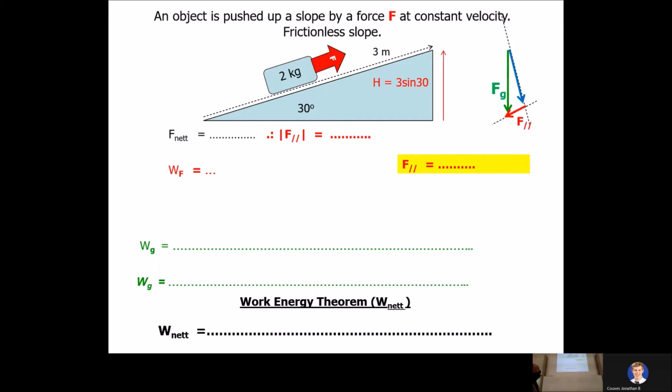This little parallel force. So remember these little triangles that you drew in grade 11? Got to do them again. So you've got the force of gravity straight down, and you've got the perpendicular component, and you've got the parallel component, and that's the force that's working against the pushing force. So we know straight away that force must be equal to the pushing force. So if we know the mass and the angle, we should be able to calculate that.